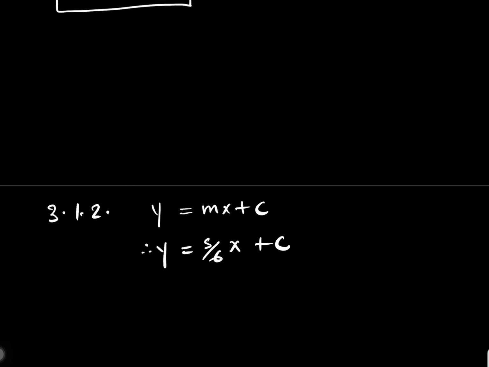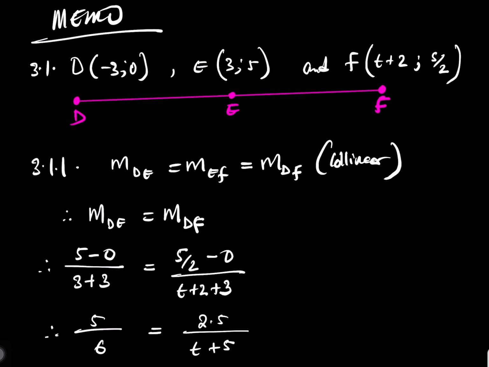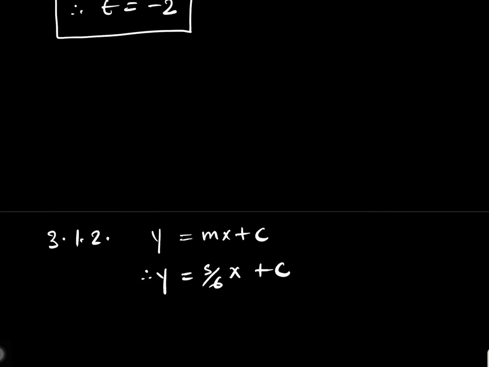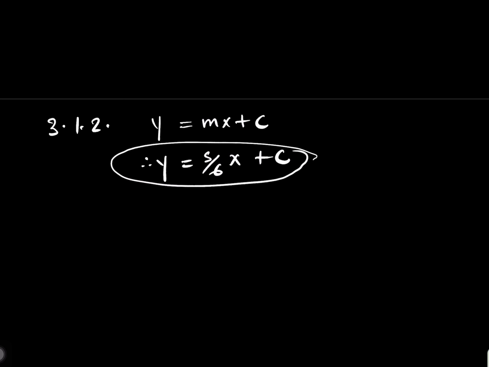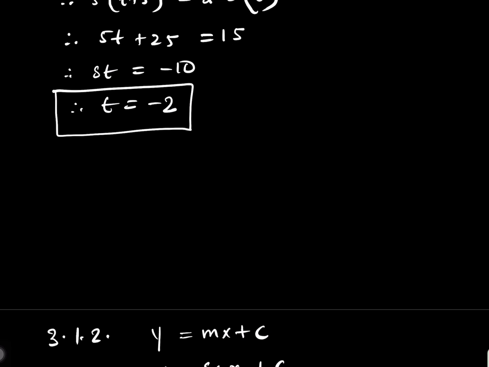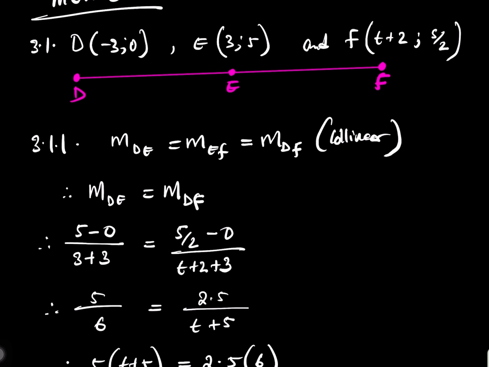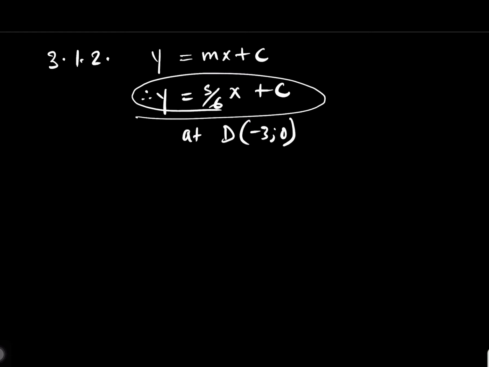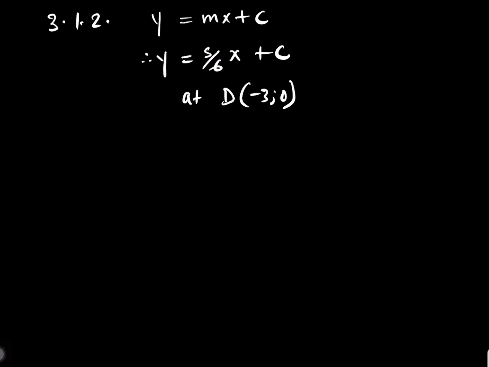Remember, to get the value of c, you take any point between D, E, and F, and you substitute into this particular equation, because that's where the points pass through the line. So that is going to give you the value of c. Which point do you want to use here? Let's use D, on the basis that there is 0 there. It makes my life easy when a value is 0. So at point D, that is negative 3 and 0, I'm going to substitute that point in that particular line.